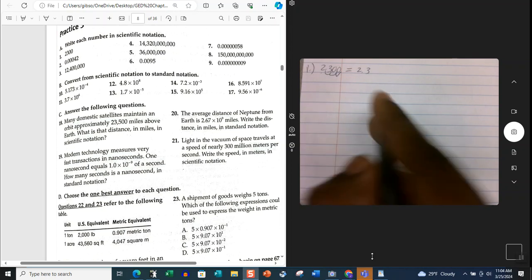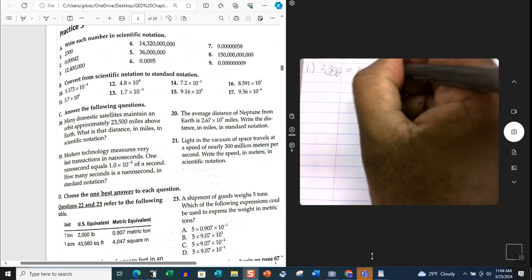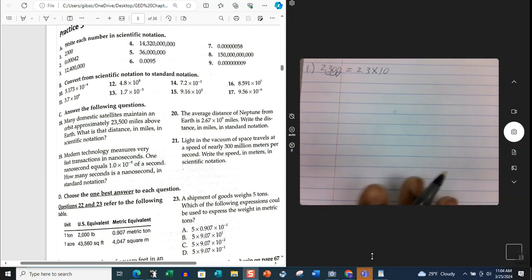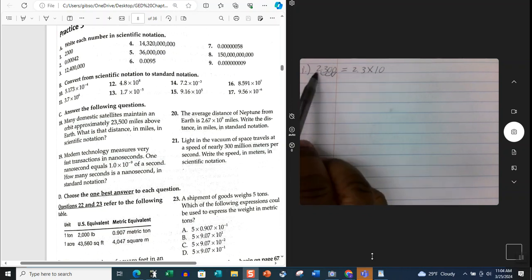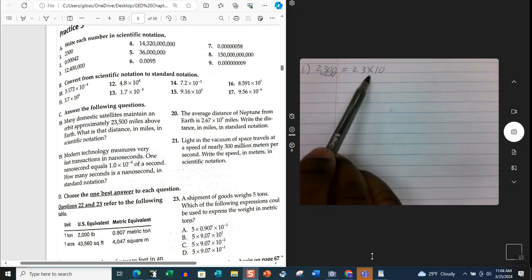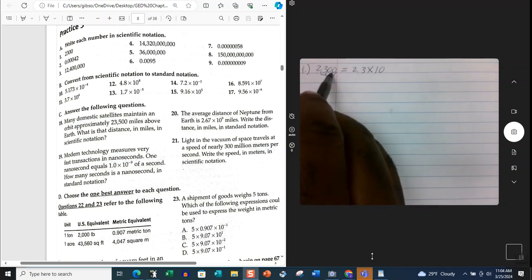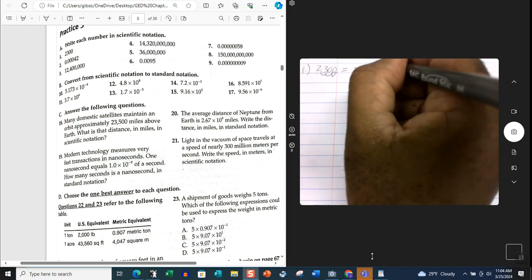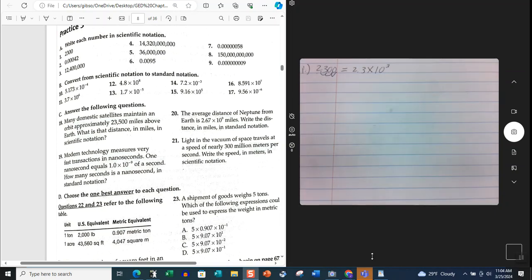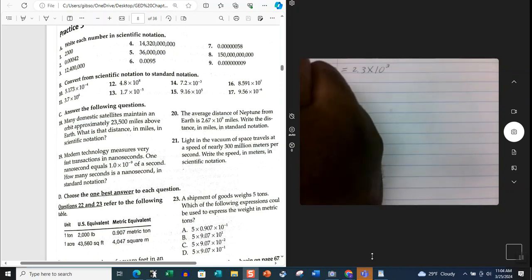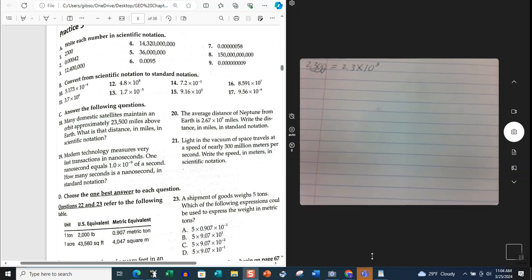So this will become 2.3, then it's times 10. Now to determine the exponent, when you take a whole number and write it as scientific notation, your exponent is going to be positive. So we moved it 1, 2, 3 places, so it'll be to the third power. So your answer here for number 1 would be 2.3 times 10 to the third power. Okay, problem number 2.